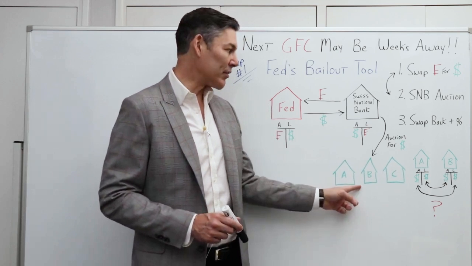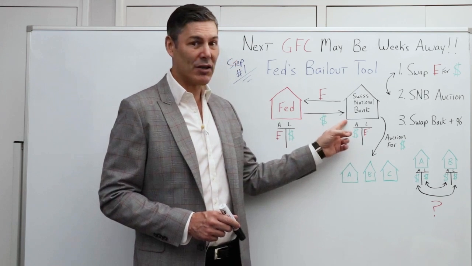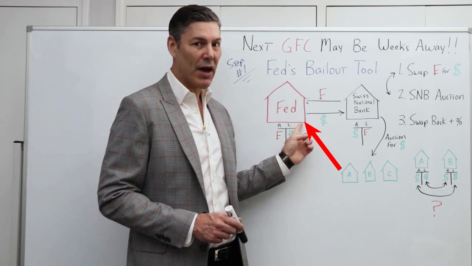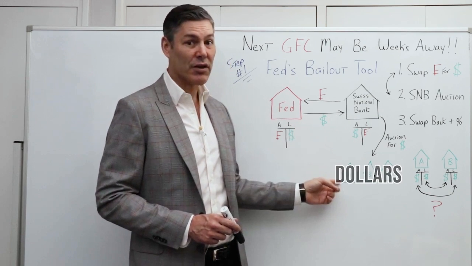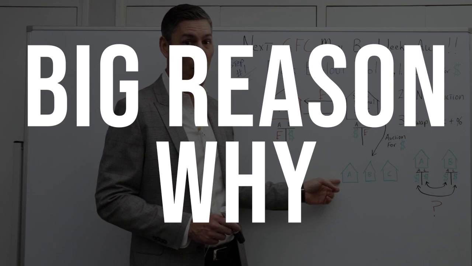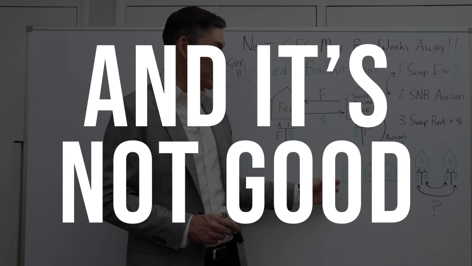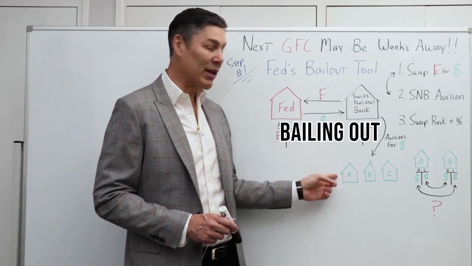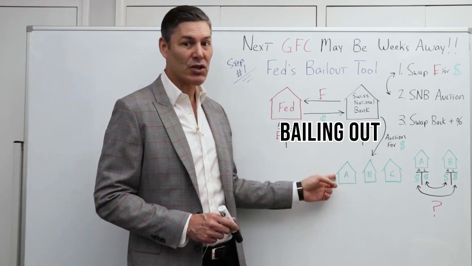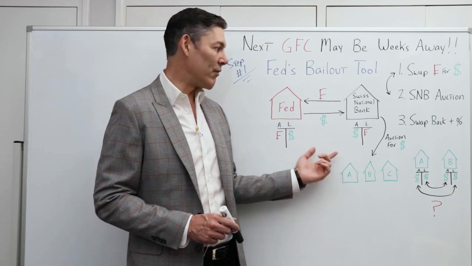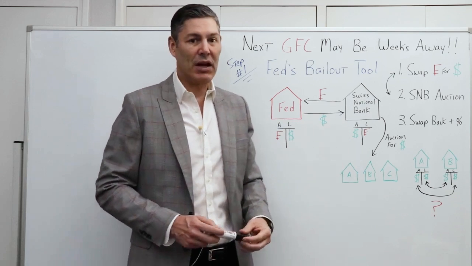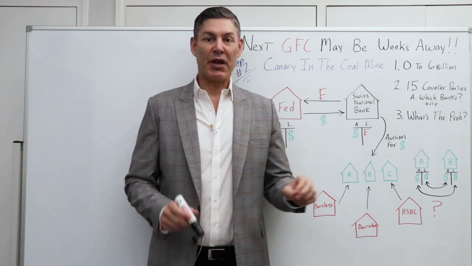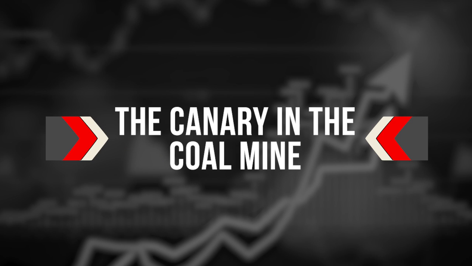So when these banks are going to the Swiss bank to get the dollars they need, they're basically going directly to the Fed. And if they need dollars, there's a big reason why, and it's not good. So I think you can safely say that the Fed is bailing out these international banks directly via the SNB, the Swiss National Bank. Step number 2, the canary in the coal mine.